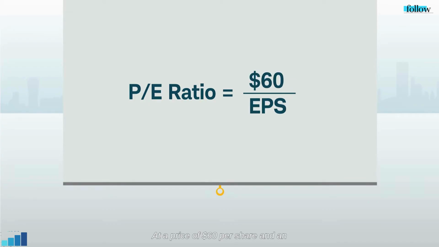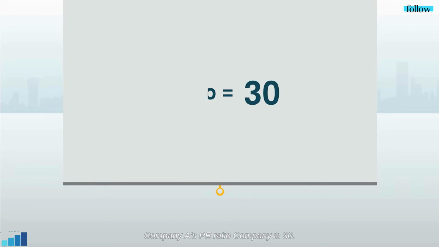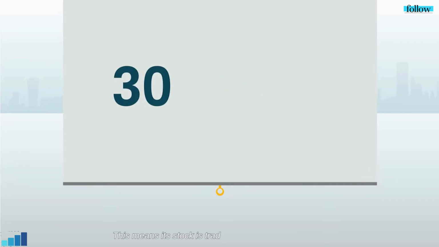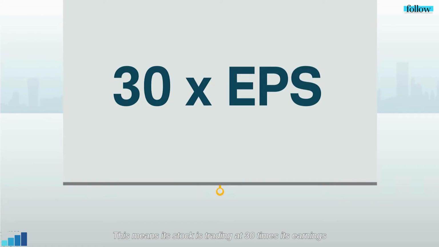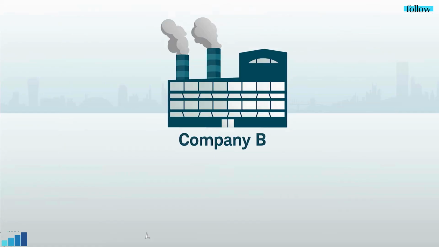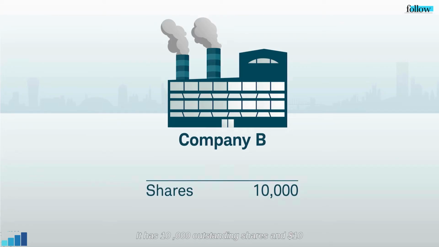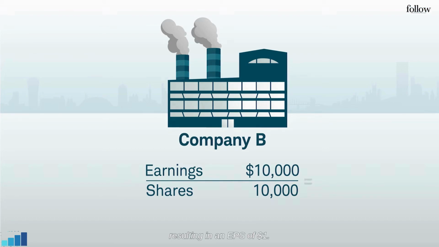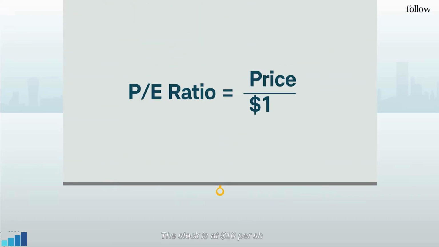Now that we have Company A's EPS, we can calculate the P/E ratio. At a price of $60 per share and an EPS of $2, Company A's P/E ratio is 30. This means its stock is trading at 30 times its earnings per share. Let's calculate Company B's P/E ratio. It has 10,000 outstanding shares and $10,000 in earnings, resulting in an EPS of $1. The stock is at $10 per share, which means Company B is trading at 10 times its earnings or has a P/E ratio of 10.